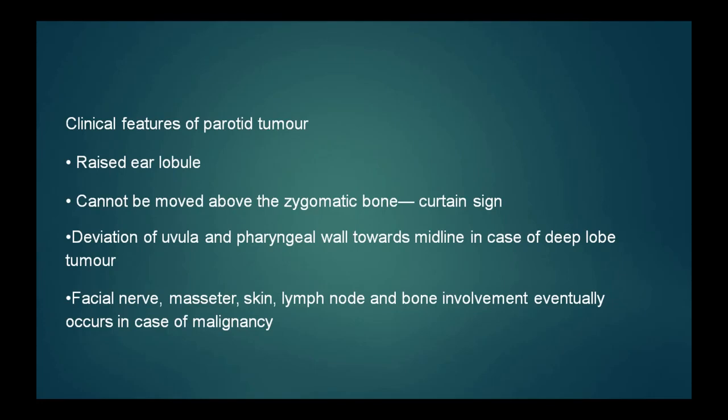Then there is deviation of the uvula and pharyngeal wall towards the midline in case of a deep lobe tumor. So if the deep lobe of the parotid gland is involved, it will deviate the uvula and pharyngeal wall towards the midline. Then facial nerve, masseter, skin, lymph node and bone involvement is seen if there is any occurrence of malignancy.